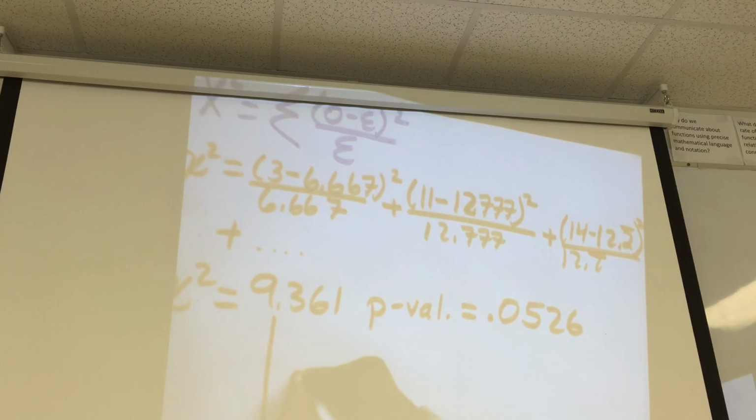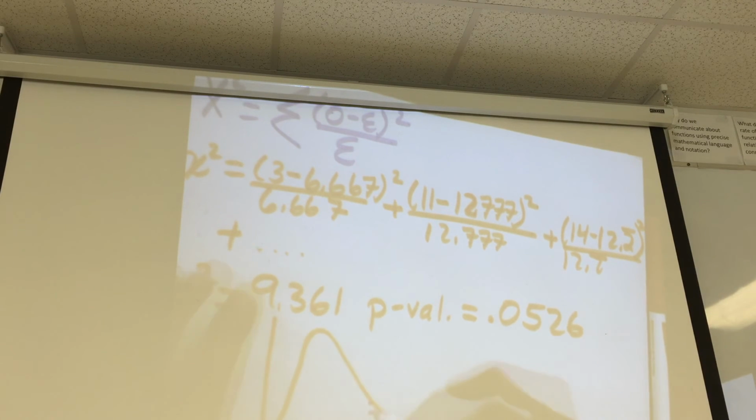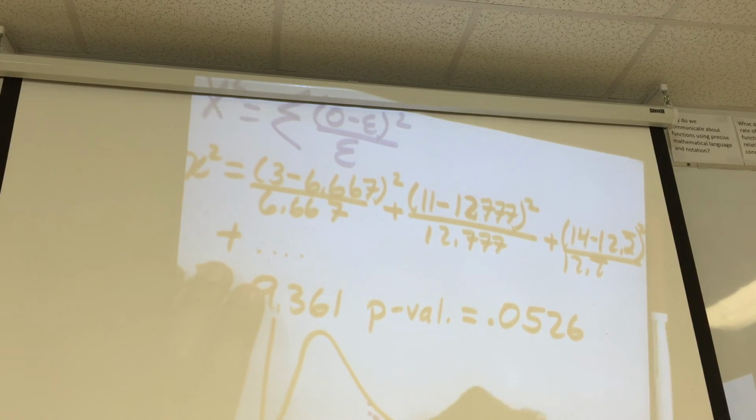So remember, we come up, we got the long tail, this is right skewed. Somewhere over here, just randomly pick 9.361. Nobody's going to hold you to it being exact. 0.0526.